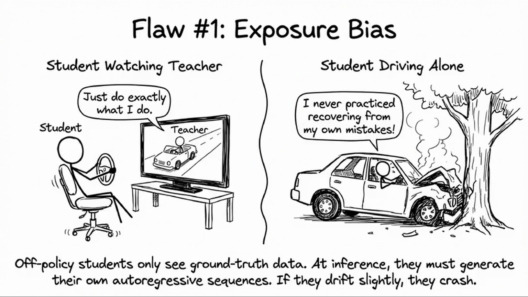Now look at this split-screen metaphor. On the left, the student just watches the teacher drive perfectly. On the right, that same student is suddenly behind the wheel alone. That is exposure bias in one image. During training, an off-policy student only ever sees clean, ground truth sequences. The teacher picks every token, every turn, every correction. But at deployment, the model has to generate its own autoregressive sequence step by step. And here is the brutal mismatch. One tiny wrong token early on changes the road ahead. The model drifts. The inputs it sees get weirder. And because it never practiced recovering from its own mistakes, it panics and crashes. Next, we will see how the training objective itself can push the model into a hallucination zone.